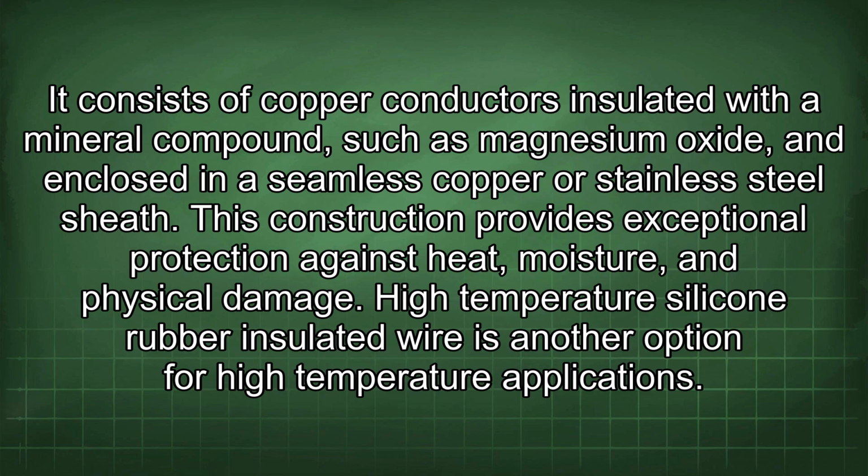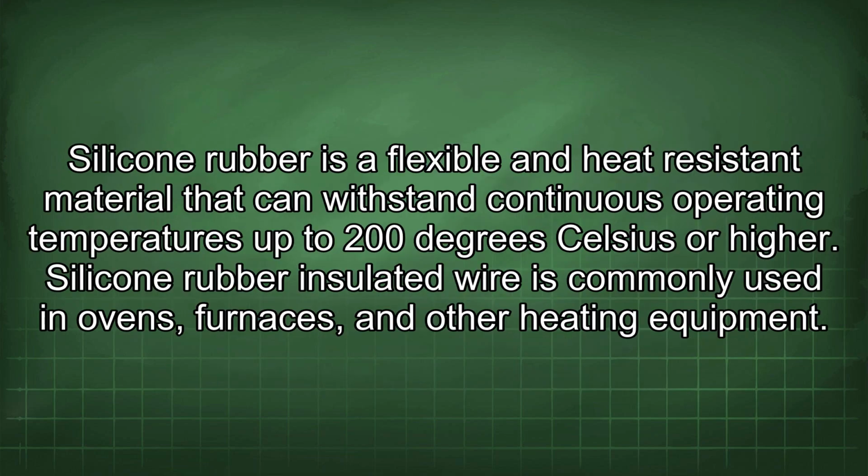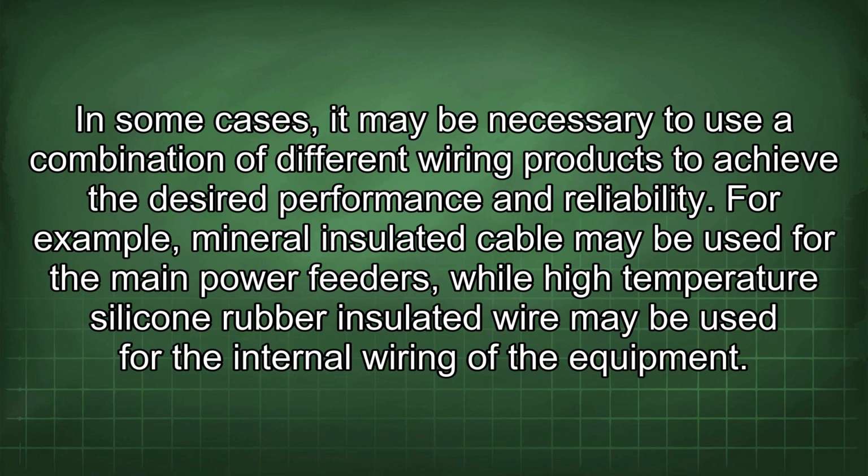High-temperature silicone rubber insulated wire is another option for high-temperature applications. Silicone rubber is a flexible and heat-resistant material that can withstand continuous operating temperatures up to 200 degrees Celsius or higher. Silicone rubber insulated wire is commonly used in ovens, furnaces, and other heating equipment. In some cases, it may be necessary to use a combination of different wiring products to achieve the desired performance and reliability. For example, mineral insulated cable may be used for the main power feeders, while high-temperature silicone rubber insulated wire may be used for the internal wiring of the equipment.